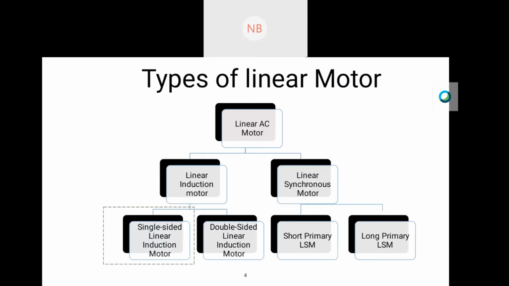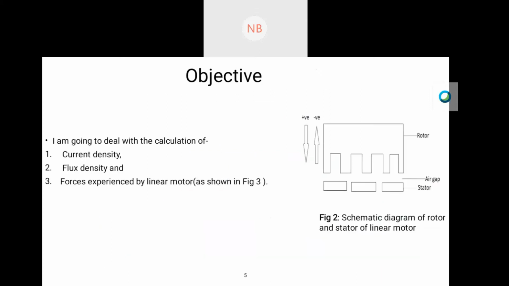So my next slide is of the objective, what I'm going to calculate. So here I'm going to calculate the current density, the flux density, and the forces that are being experienced by the linear motor.